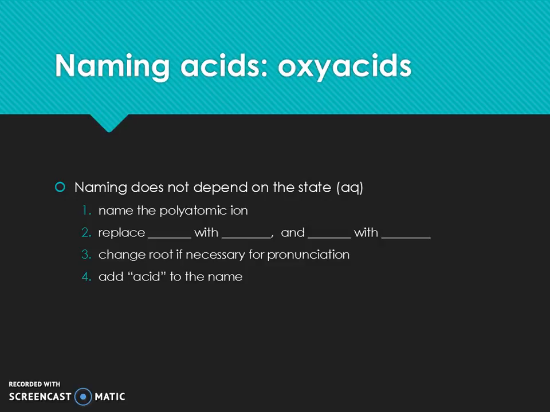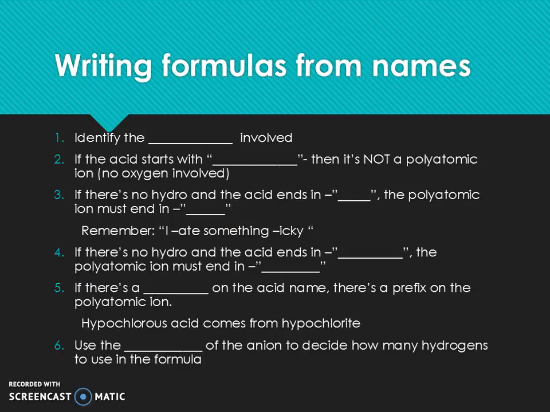All right, and then oxy acids, naming does not depend on the state of the acid. So if it's aqueous, liquid, it doesn't matter. If it's H something, you're going to name it as an acid. So name the polyatomic ion. You're going to replace ATE with IC, and you're going to replace ITE with OUS. Change the root if necessary for pronunciation, and then add acid to the name. Okay, this is all review, right?